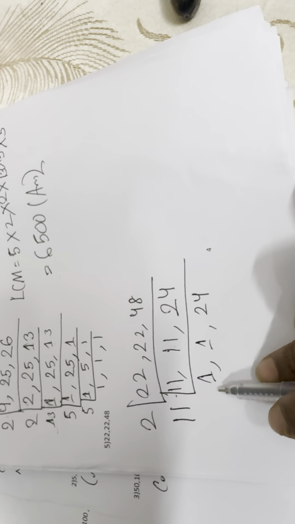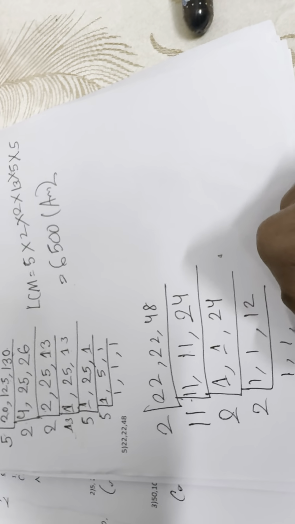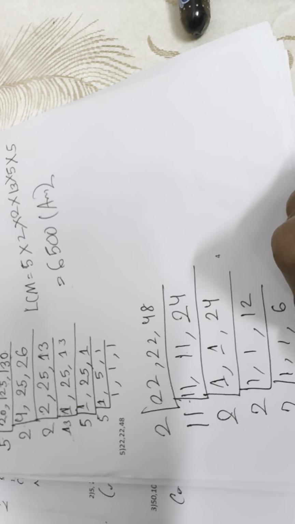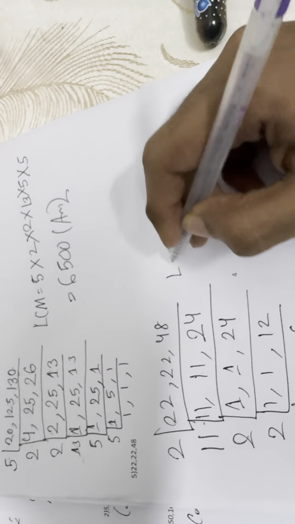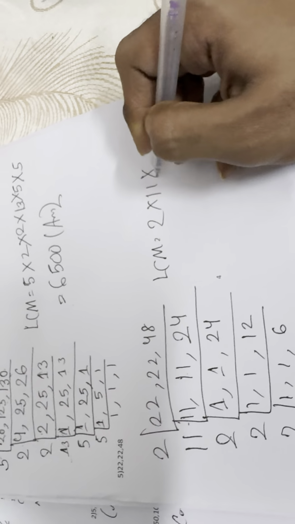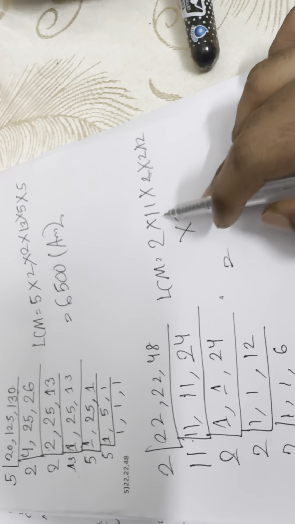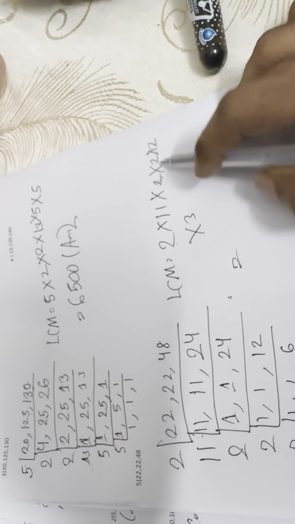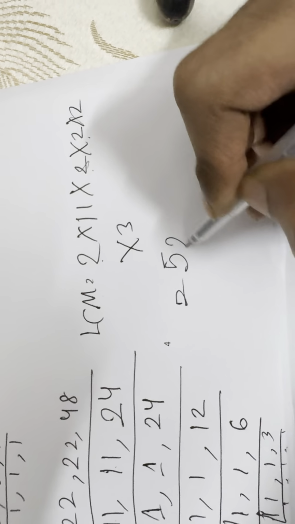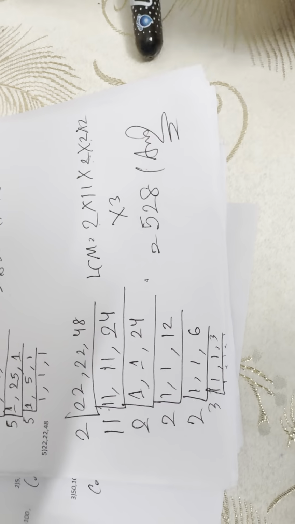Now if someone wants to take 24 directly, yes that is fine, but I would prefer to take 2 first. 2 2 1 1, and it comes 12, 2 1 1, and it comes 6, 2 1 1, it comes 3, and the final one will be 3, here 1 1 1 and 1 comes. So LCM over here is 2 into 11 into 2 into 2 into 2 multiply 3. So how much does it come? The final answer is 528. So this is the answer of the LCM.